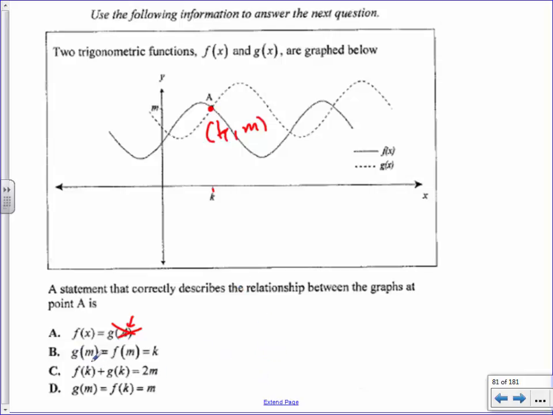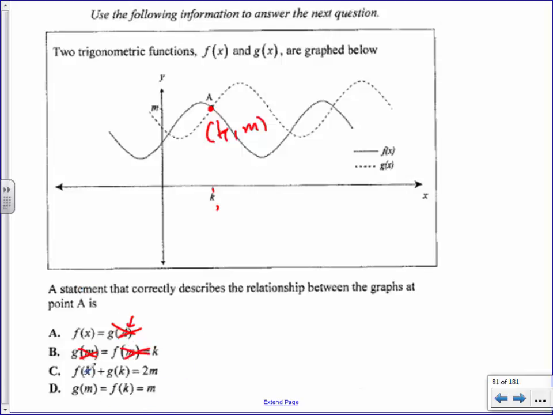All right, next statement, G of M. Right off the bat, that doesn't even make sense. G bracket M, the thing you put in brackets is supposed to be an X value. But M is the Y value. So that doesn't even fit. F of M. Again, the thing in brackets is supposed to be an X value. But the X value is K, not M. Does that make sense? So that's not a statement that fits.